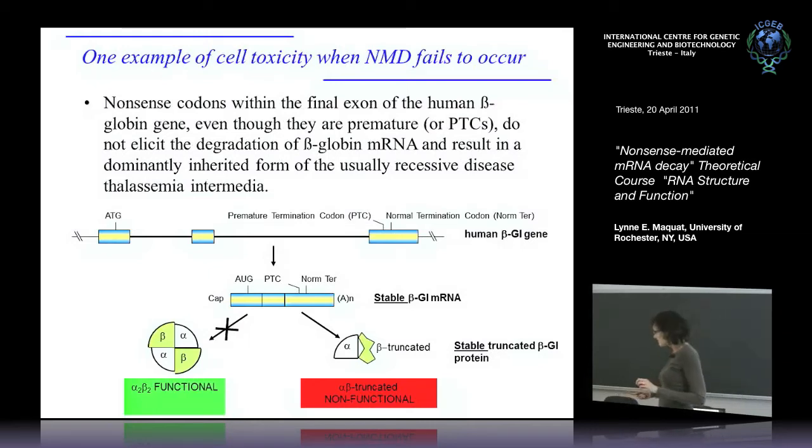globin protein. The full-length beta globin protein can form a tetramer with alpha globin, and this forms hemoglobin and carries oxygen in the blood. But the truncated beta globin protein can only dimerize with alpha globin, and this results in ineffective erythropoiesis and a dominantly inherited form of what is usually a recessive disease.